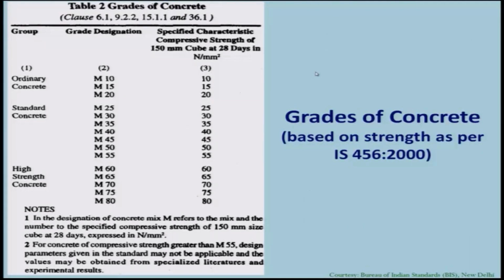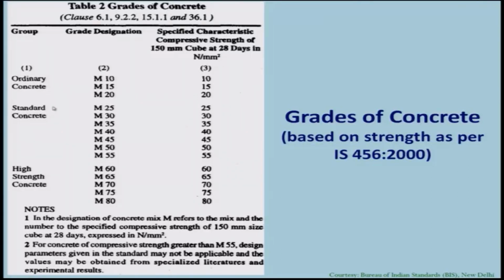Now, the second important table, which gives more information about strength of concrete from IS 456, is shown here. Again, here you have three columns. One is the group of concrete that is designated, the second is the grade of concrete, and the third is the specific compressive strength that we can expect from a 150 mm cube tested at 28 days. The strength here is measured in Newton per mm square. In the first group, we have ordinary concrete referring to M10, M15 or M20. Remember that here 10, 15 and 20 refer to 10 Newton per mm square, 15 Newton per mm square and 20 Newton per mm square respectively.